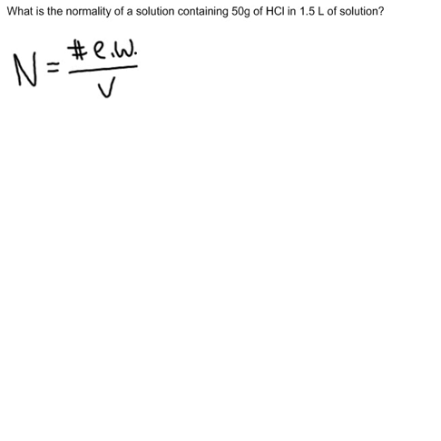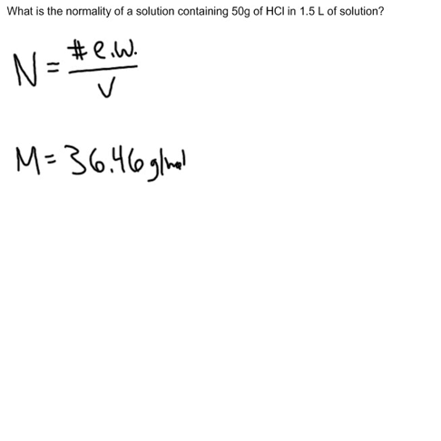So the equivalent weight is how much of HCl you need to produce 1 mole of H's. Since there's just 1 H for every 1 HCl, it'll be the same. So 1 mole of HCl will produce 1 mole of H+ ions. I can work that out by finding the molar mass of HCl, which is 36.46 grams per mole. And again, since I know that 1 mole of HCl will produce 1 mole of H+, then I know the equivalent weight of HCl is the same as its molar mass.